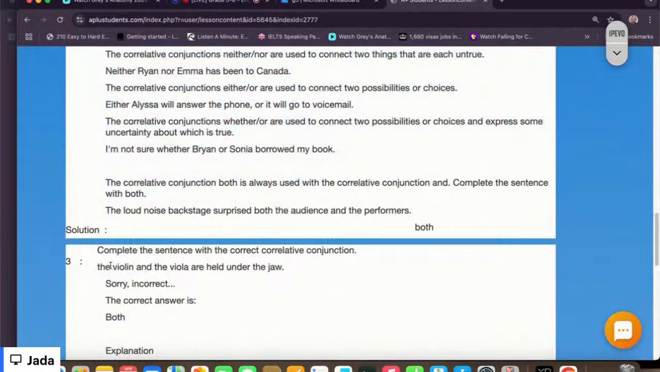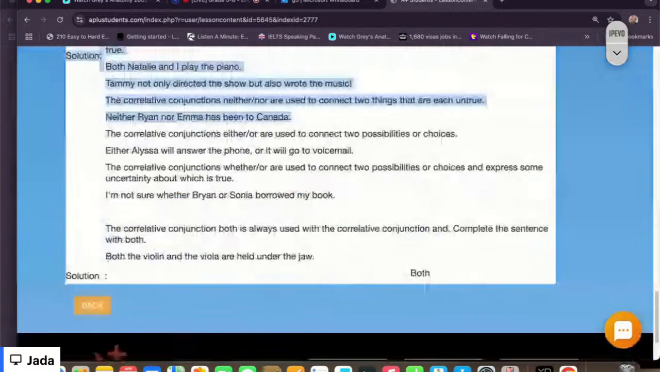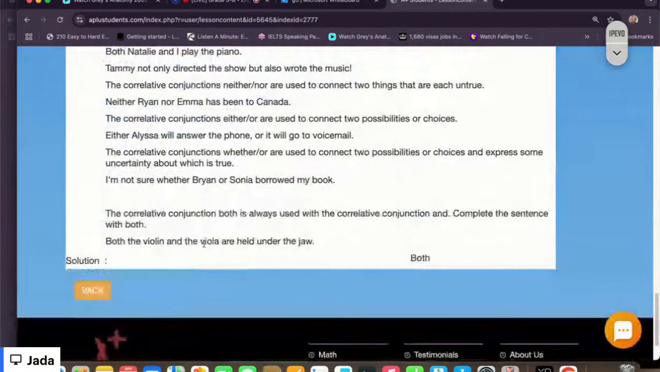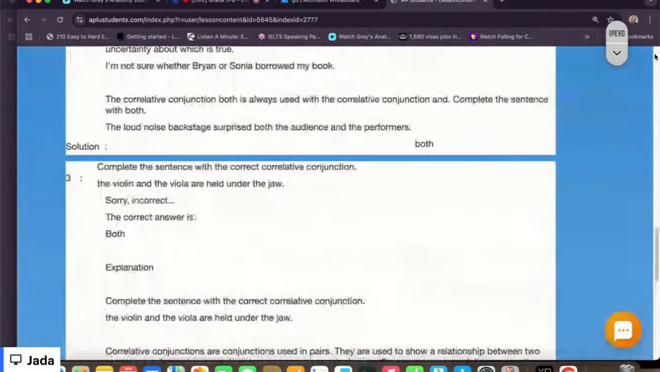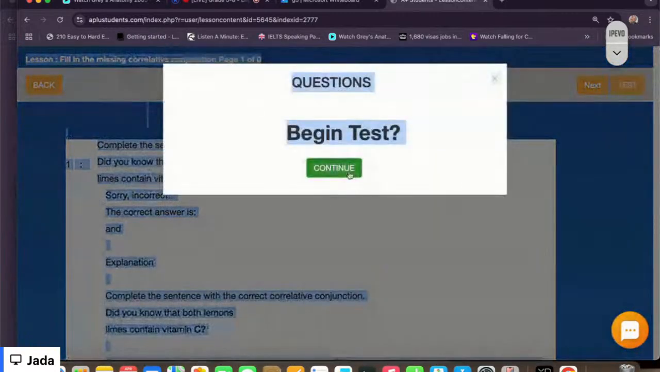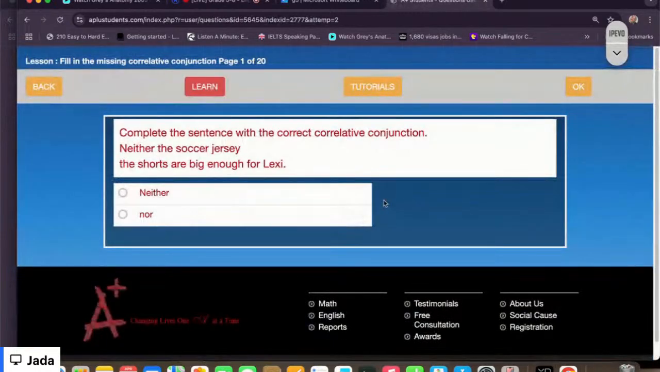Both the violin and the viola are held under the jaw. So both the violin and the viola are held under the jaw. Okay, so we would have to fill in the missing correlative conjunction.